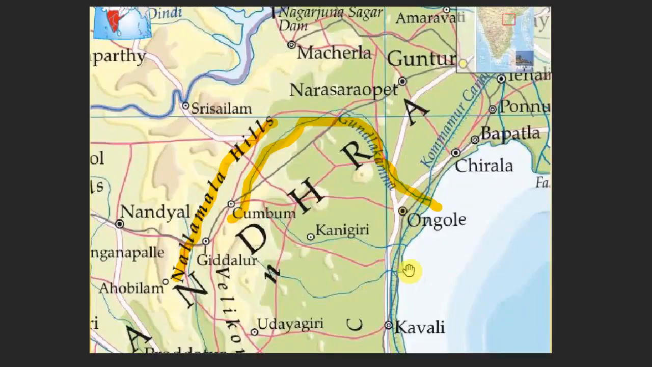Gundlakamma. Now this river flows between almost the region of Nallamala hills and the Vellikonda hills, and it flows through the Kadapa region that we have, just south of the Krishna Godavari Delta region.